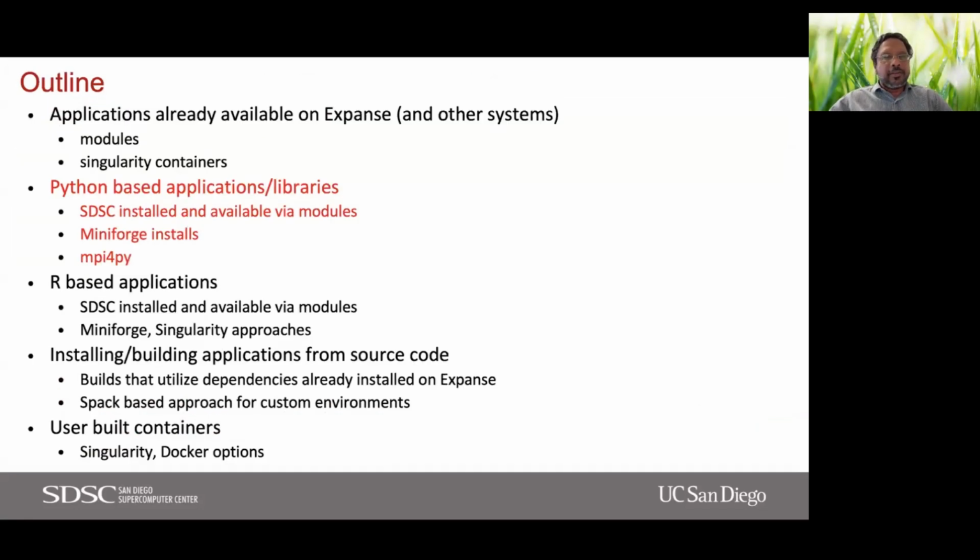So all of those were packages that are already existing on Expanse, either through modules or through containers that we manage. Now comes the next part where you find out that, hey, whatever is on Expanse or any other system is not something that I can use. Then what do you do? Now, I've split that up into two things, Python and R. For each of these, there are also module-based installs. So I'll show you those, but I'm going to talk more about the Miniforge, conda installs, and the Singularity approaches.